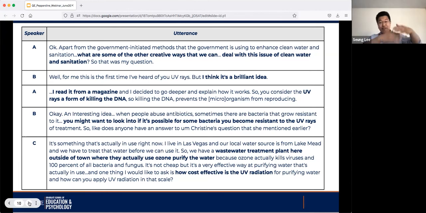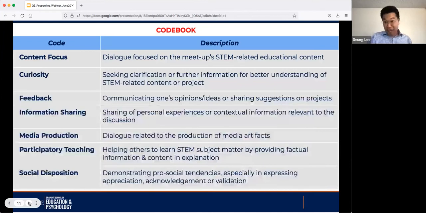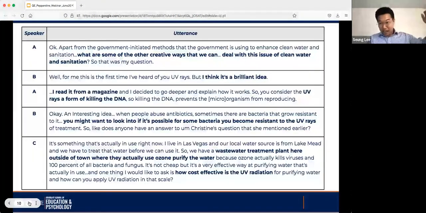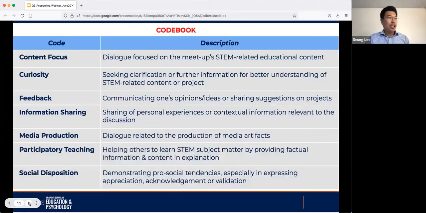So we have lines and lines of conversation like this. How can we analyze it? The way we do it is we code the data, right? We take line by line of student utterances and we code the data.